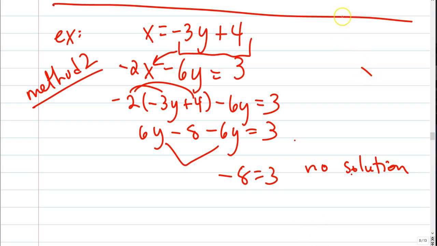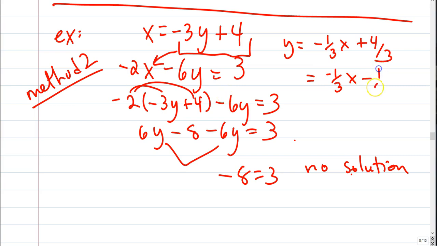Graphically, what does this mean? Well, if I were to graph these two, the first one would be negative 1/3 x plus 4/3. Oh, that's pretty. The second one would be negative 1/3 x, and that would be minus 1/2. Okay.